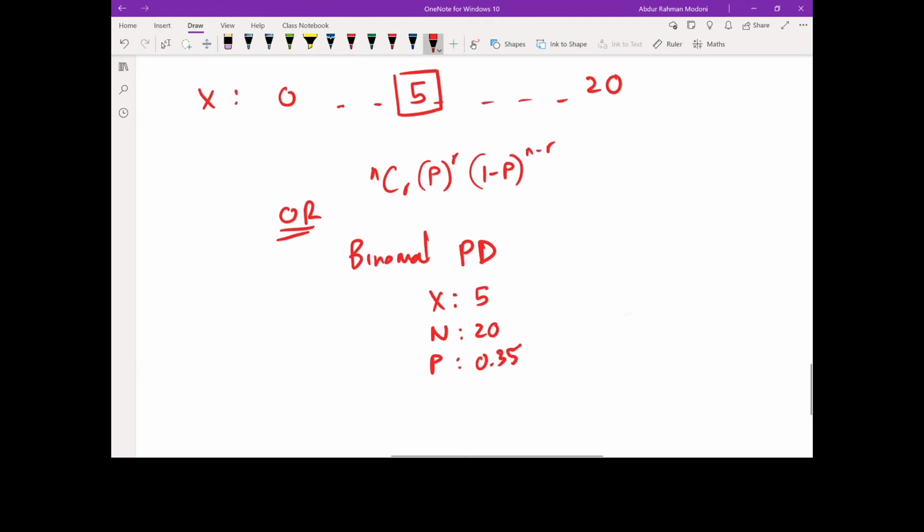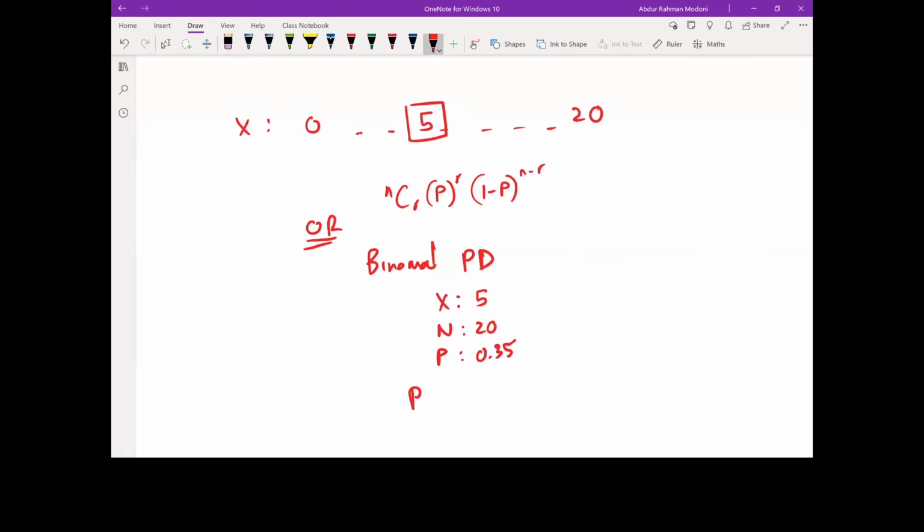And this time, what it gives you is not probability of X less than or equal to 5. It gives you instead probability of X equaling 5 only. And when you put those values in, it will give you 0.1272 to 4 significant figures.